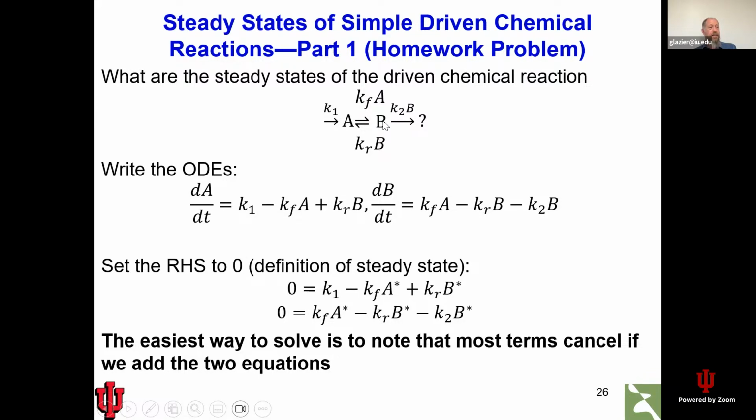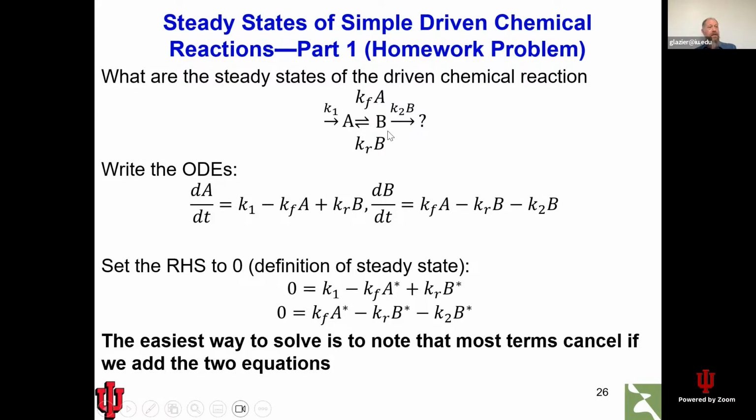A is turning into B at a rate Kf times A. That means I'm destroying A at a rate Kf times A. B is turning back into A at a rate Kr times B, so I add Kr times B. So I have three arrows that affect A: the source, A turning into B, and B turning into A. So I have three terms in my ODE. Now again, if I had stoichiometry, like 3A and 6B, I'd have some extra numbers floating around, but here I don't.